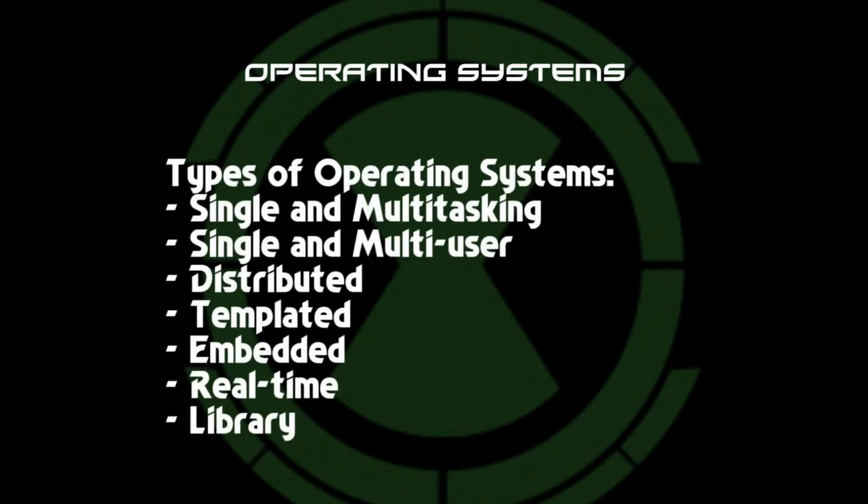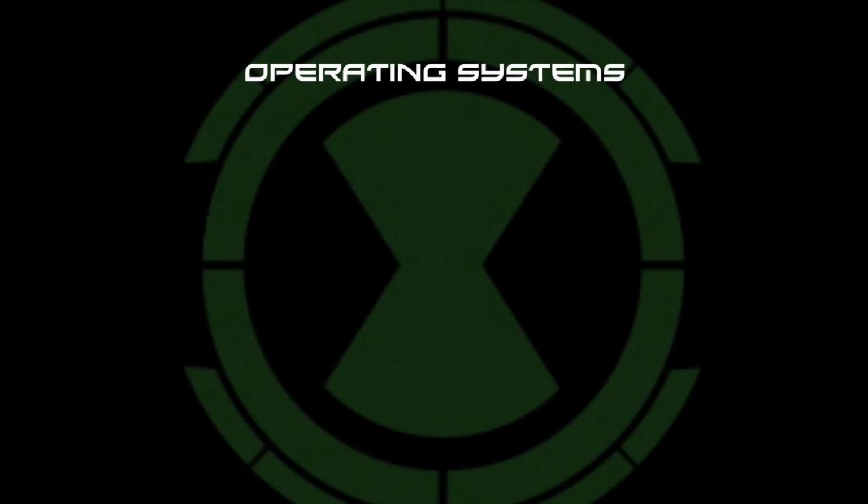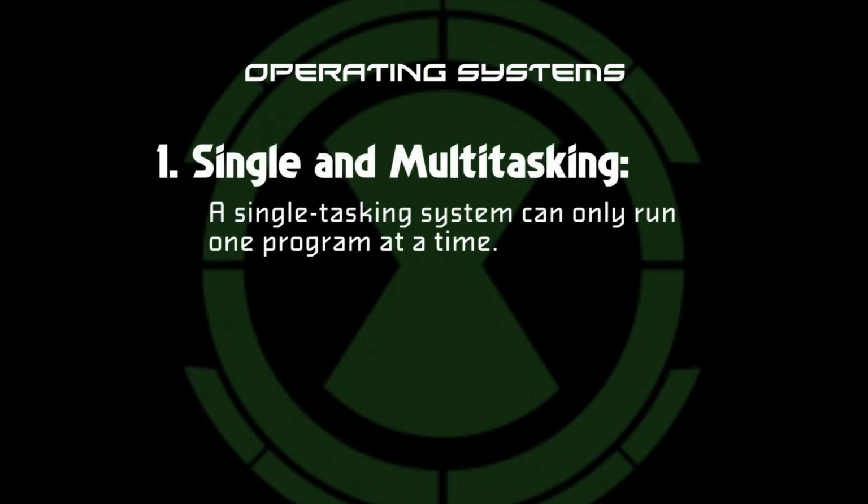We will learn about the types of operating systems: single and multitasking, single and multi-user, distributed, templated, embedded, real-time, and library. Let's begin with the first type, single and multitasking.